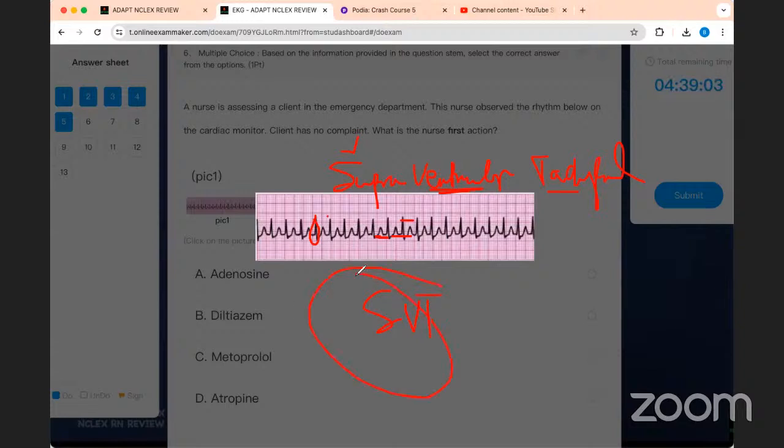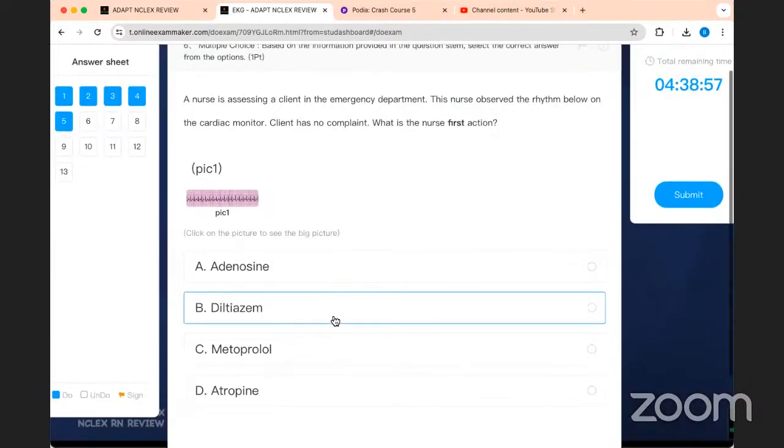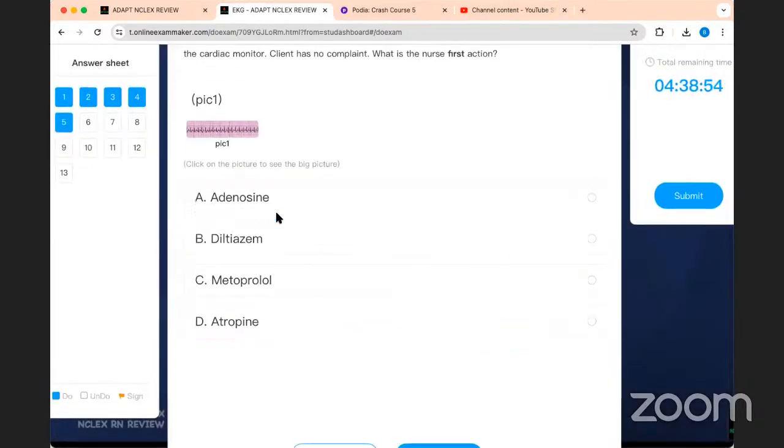If this is supraventricular tachycardia, then what is your management? You have adenosine, you have diltiazem, you have metoprolol, you have atropine. I can tell you atropine is wrong because atropine is going to speed your heart rate up. The guy's heart rate is already high. We got to slow you down.